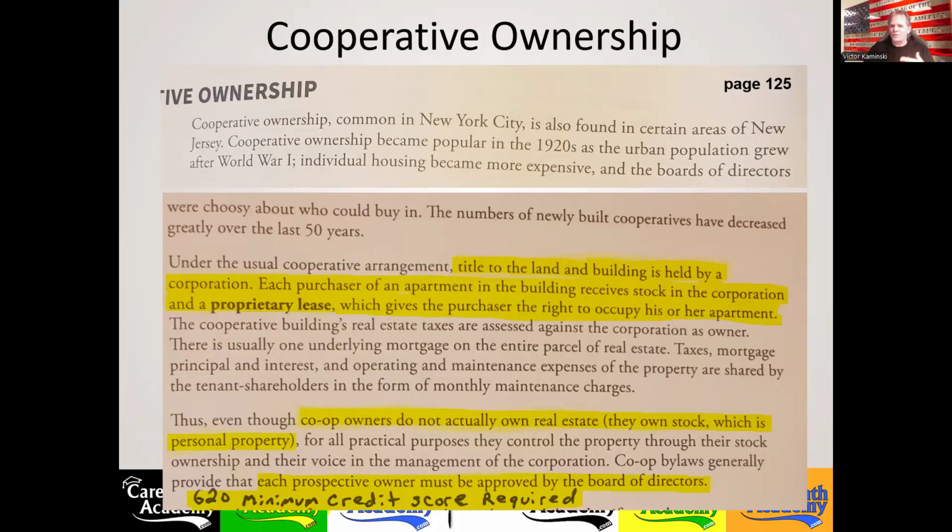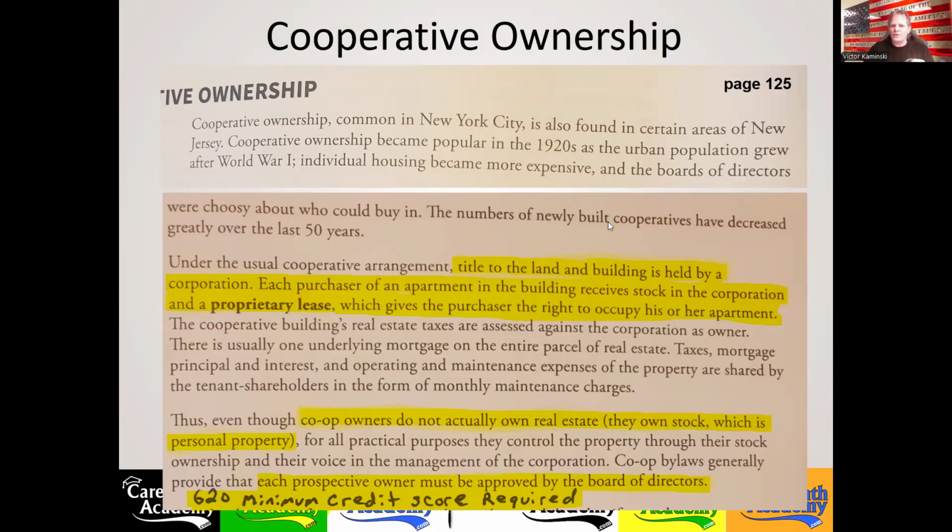On the border of Highland Park and Edison, before you cross over the bridge there on Route One, that's a big co-op complex over there too, very large. Okay, so let's see. Cooperative ownership became popular in the 1920s as the urban population grew after World War One. Individual housing became more expensive and boards of directors were choosy about who could buy in.